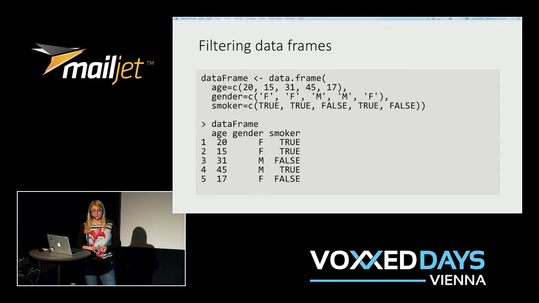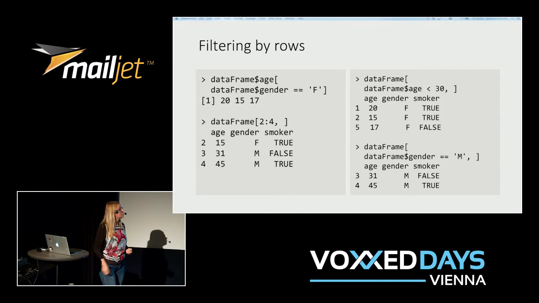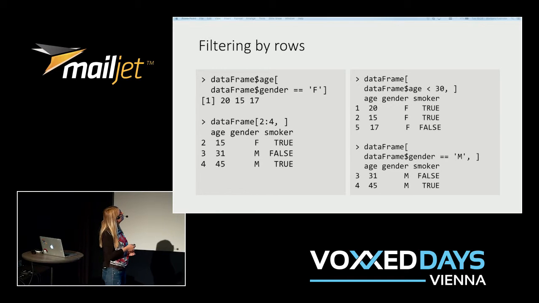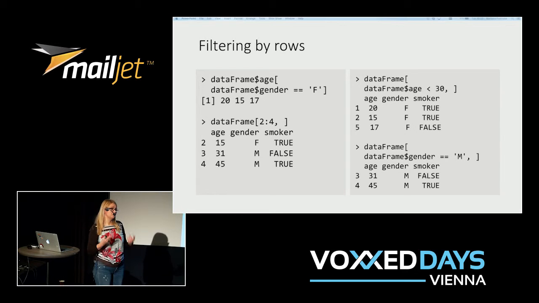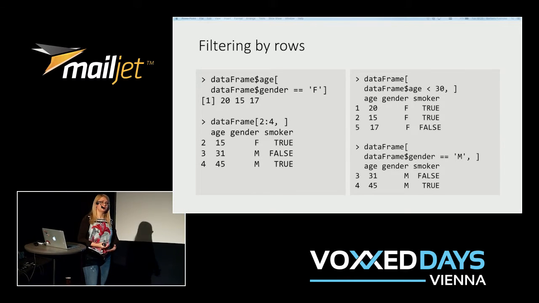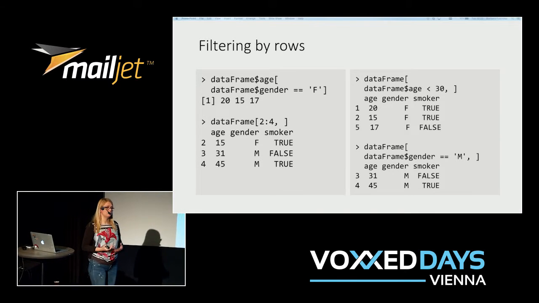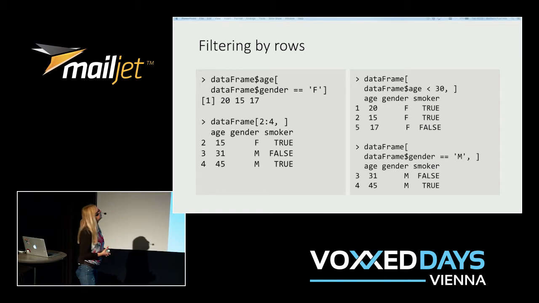With data frames, let's assume we have this data frame. There are several ways of filtering. So if you just want one column, we just want the column age for genders that equal female. This is how you do it. You just put your condition into the brackets. Again, you can use more complicated conditions, more complicated functions that will just return some logical value.